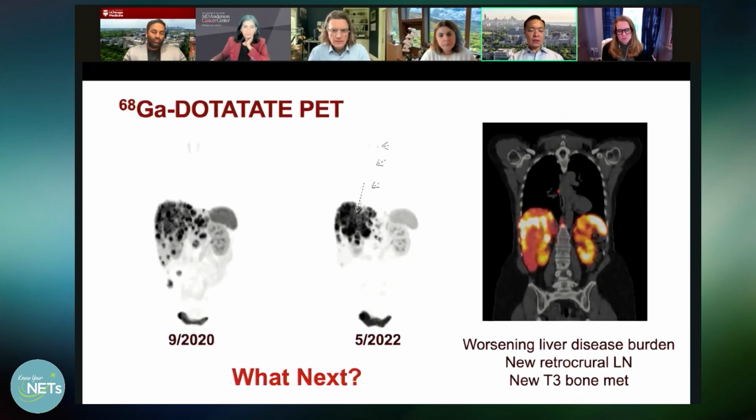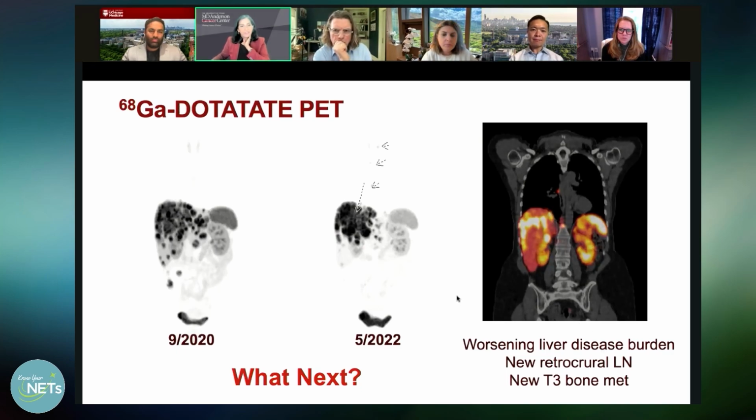So you can see here on the dilated PET scan, there's progression in the liver, but she also seems to have developed new dilated avid retrocrural lymph nodes and then bone metastases in the T3 area. So Dr. Halfdanarson said that you would do PRRT. Does anyone else agree or have any other thoughts?